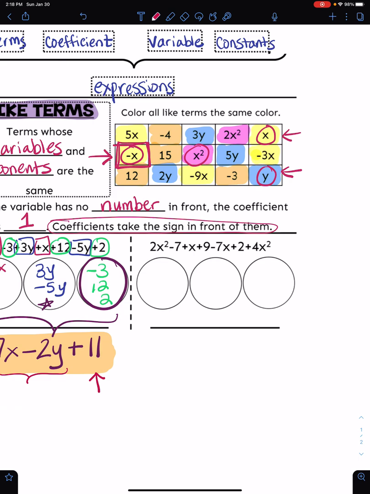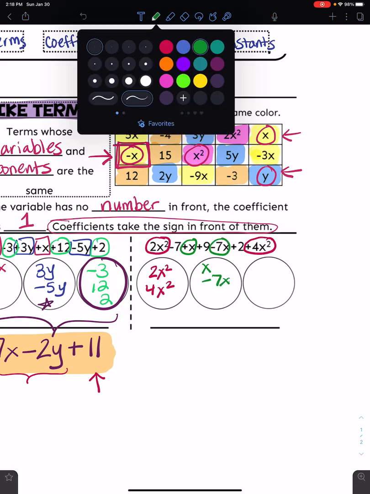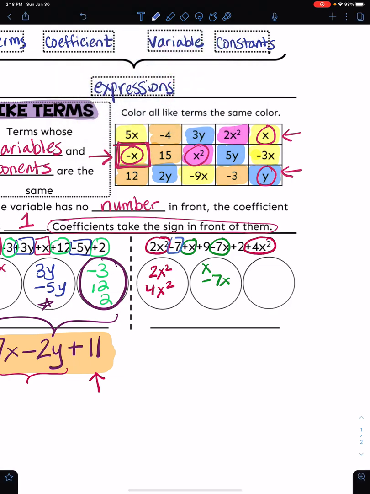So we're going to take all of the terms with an x squared and write them here. And then we're going to take all of the terms with an x, which is 1x, negative 7x, and put them here. And then it looks like we have 3 constants left. I have a negative 7, a 9, and a 2. And I'm going to combine them.